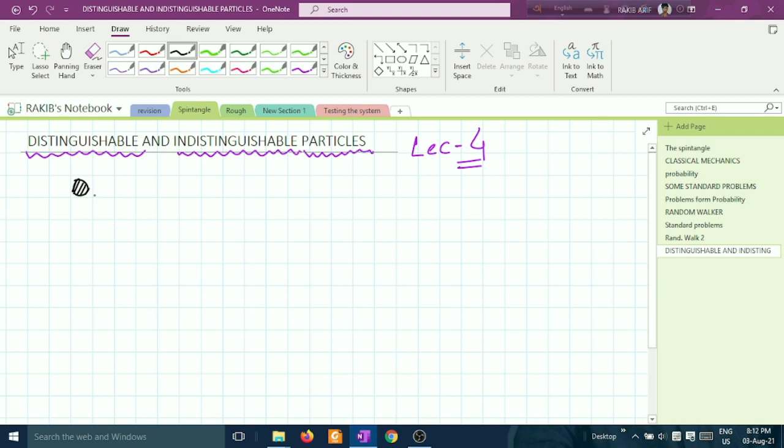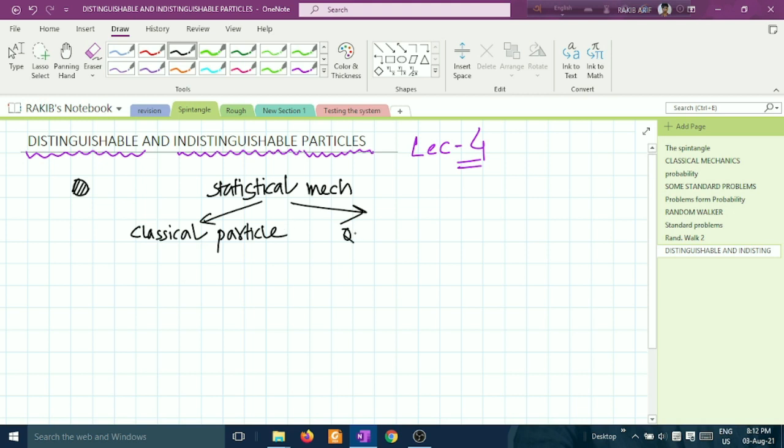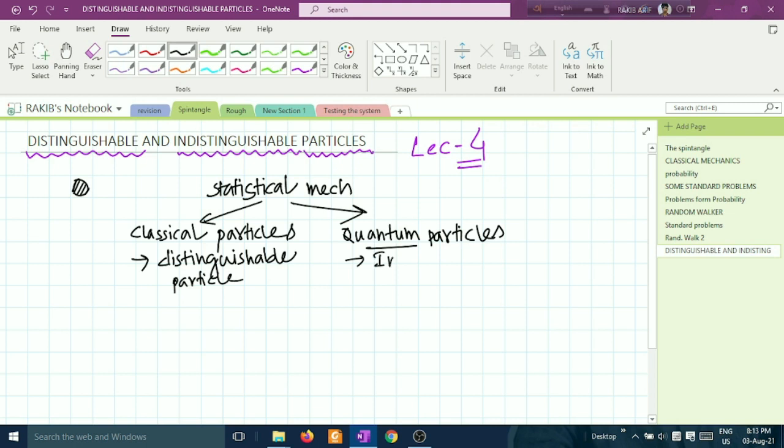So in statistical mechanics, we deal with two types of particles. One is classical particles and the others are quantum particles. The classical particles are called distinguishable particles, and the quantum particles are called indistinguishable particles. Let me start with what is a distinguishable particle and what is an indistinguishable particle.